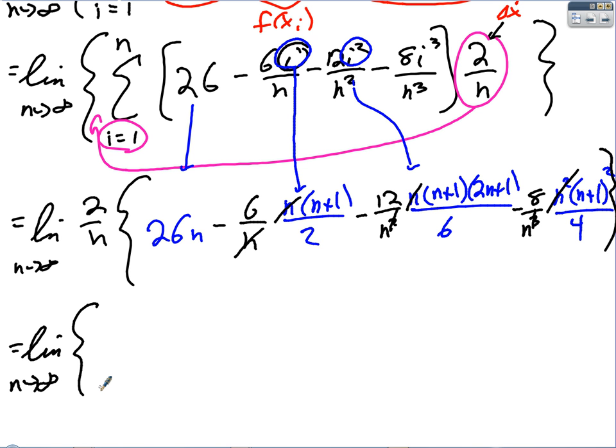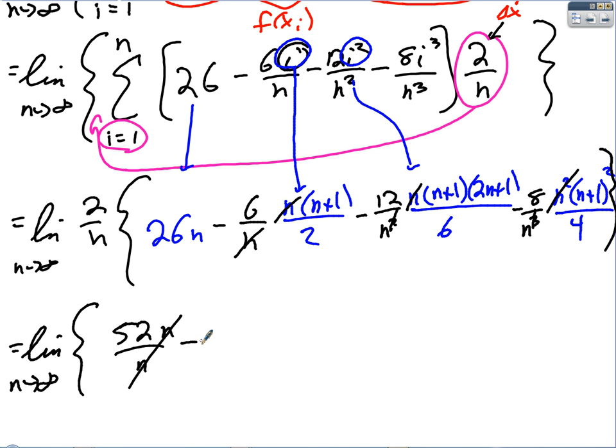So if I distribute the 2 over n to this first one, what am I going to get? Yeah, 52n over n, right? The n's are going to cancel. Everybody agree? So when I distribute here, 52n over n, the n's cancel. So the first term is 52.